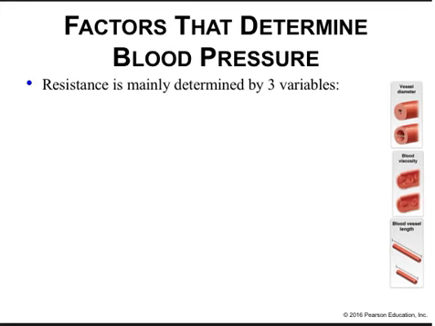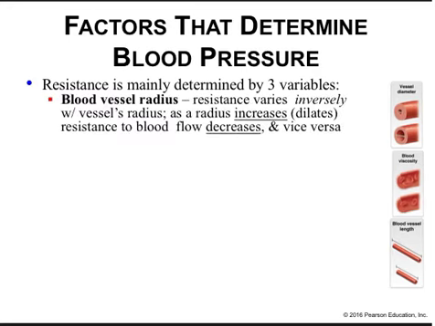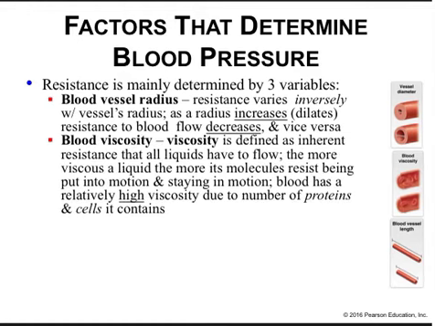Resistance is determined also by the blood vessel radius. The resistance varies inversely with the blood vessel radius. As the radius increases, the resistance to blood flow drops, and vice versa.